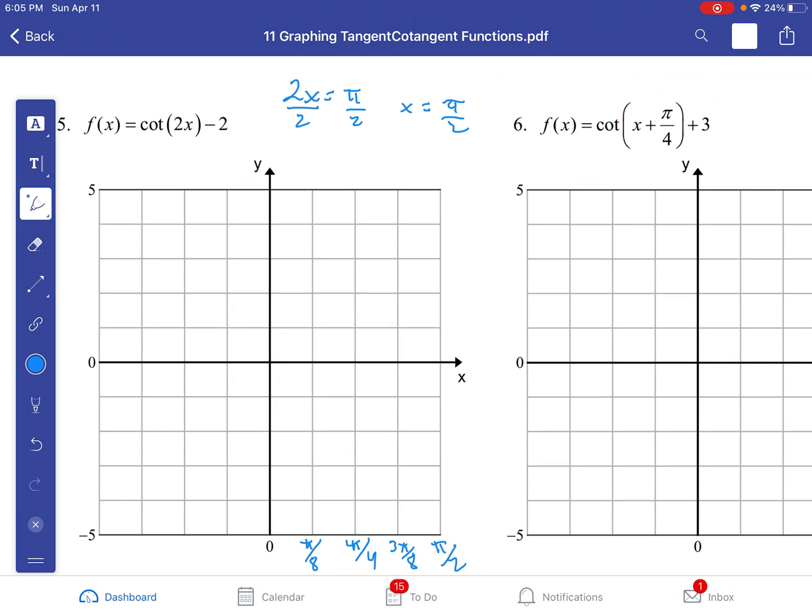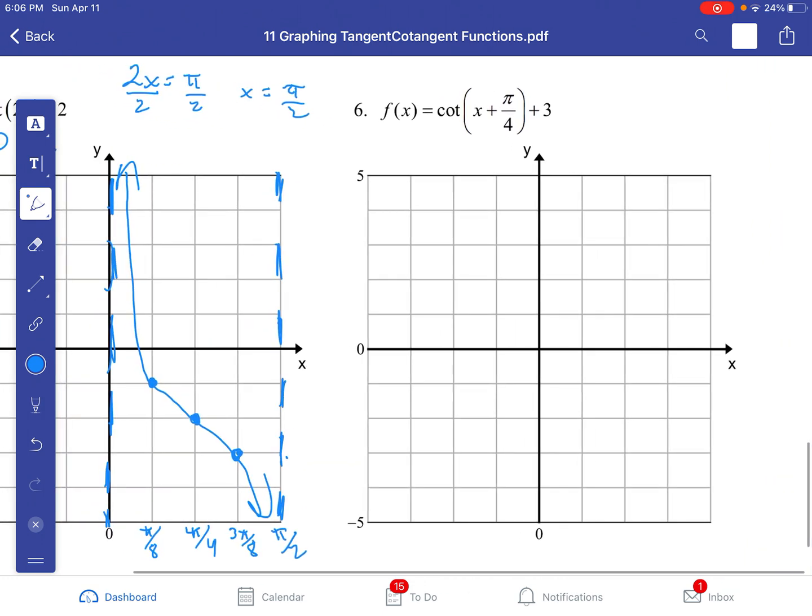Okay. Next, we do the horizontal shifts. There are none. Nothing is being added or subtracted inside the parentheses. So that means we can put our asymptotes at the beginning and the end of our period. Okay. Cotangent, just like tangent, starts at 0. And then we have minus 2 as our first point. So the first point is going to be right in the middle of the two asymptotes, but down 2. And then the other 2 points are up to the left and down to the right. There we go. There is your cotangent graph.